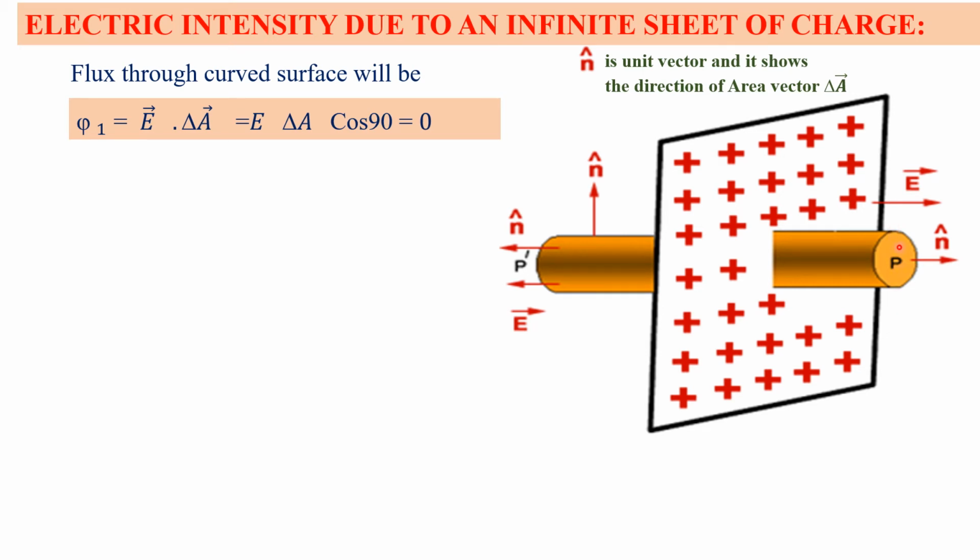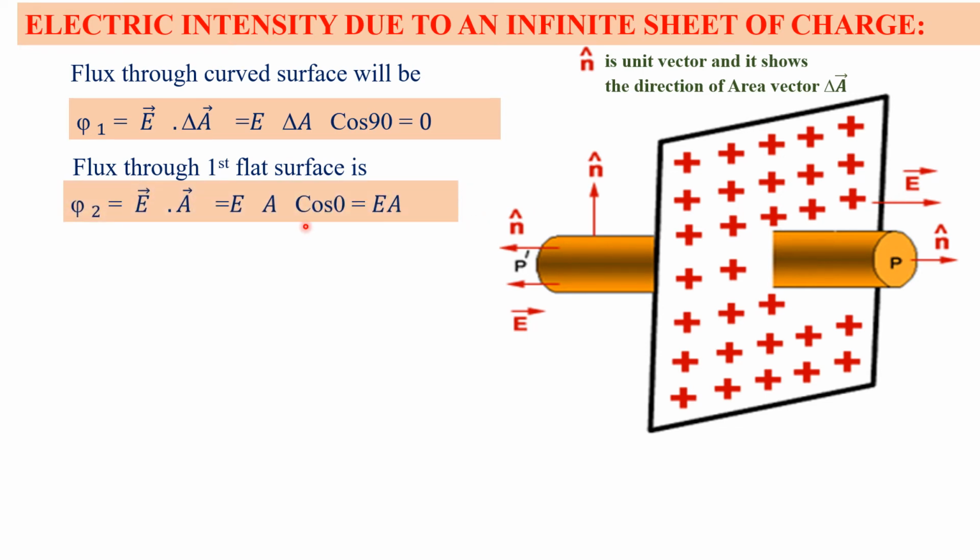So for the flat surface, area vector n cap and E are parallel to each other, so the angle between them is 0 degree. Flux through the first flat surface, phi 2, is equal to E dot A. The dot product of E and A is EA cos theta, because the angle between E and the area vector of the first flat surface is 0 degree. By putting cos 0, we get phi 2 is equal to EA.